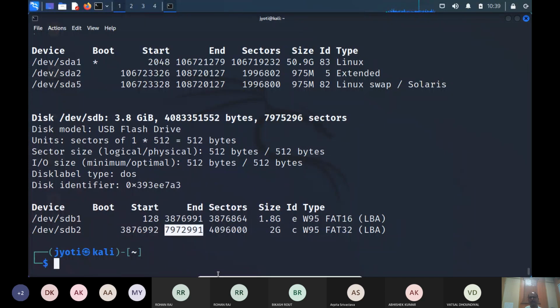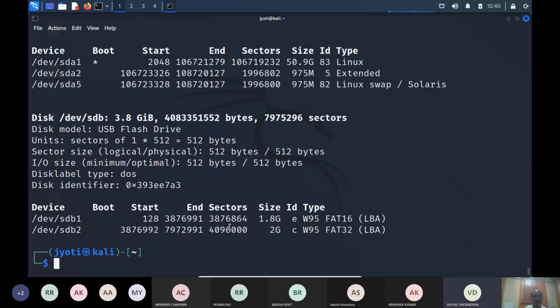As I told you, this is LBA. In LBA, we have already discussed this one. In LBA, from start to end, we have the sector numbers. So sector number starts from 0 and it goes to the end one, which is basically 7972991. So this is the end sector and the starting sector is 0. So there are this many total sectors. Good. So far so good. Yes, sir. Clear to everyone?